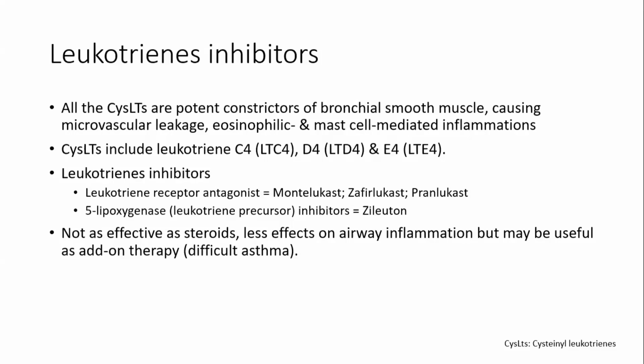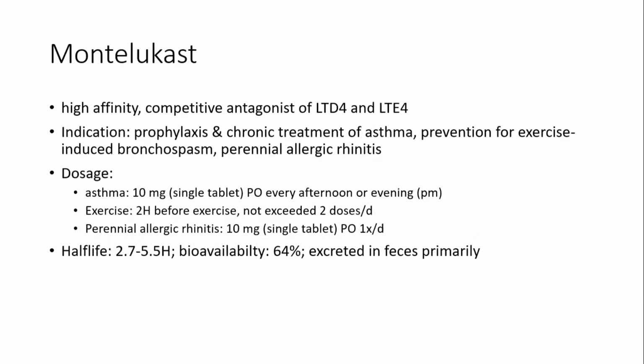So if, let's say, the patient has not responded to the first line drugs, you can give leukotriene inhibitors to see whether it is because of leukotriene activity or because of other conditions. Montelukast is a high affinity competitive antagonist to leukotriene D4 and E4, indicated for prophylaxis, which is preventive treatment for the attack, and chronic treatment of asthma, prevention of exercise-induced bronchospasm, and perennial allergic rhinitis.